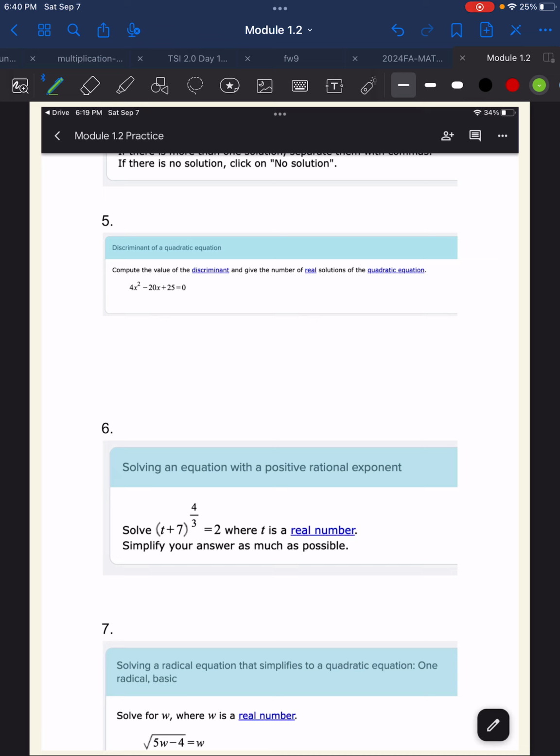And this talks about the discriminant. If you remember back in class, we said the discriminant is the information underneath the square root. The expression under the square root.